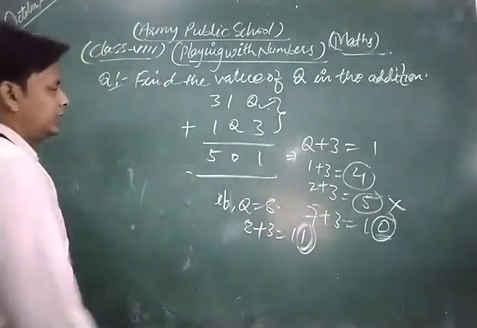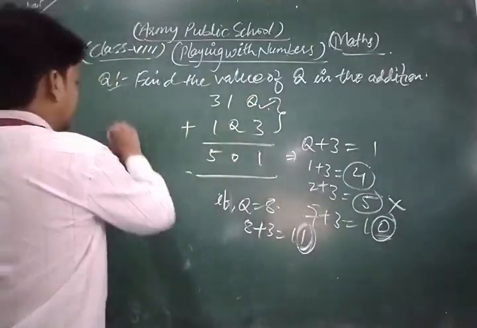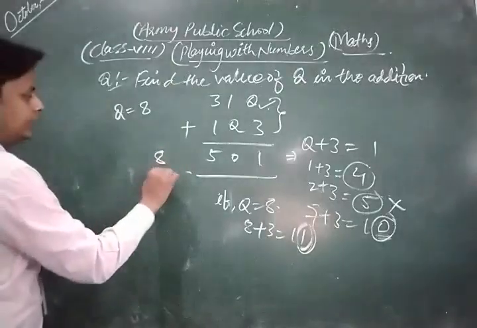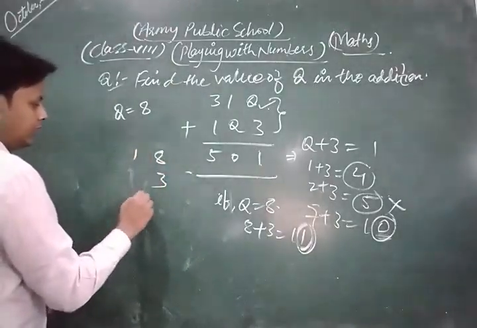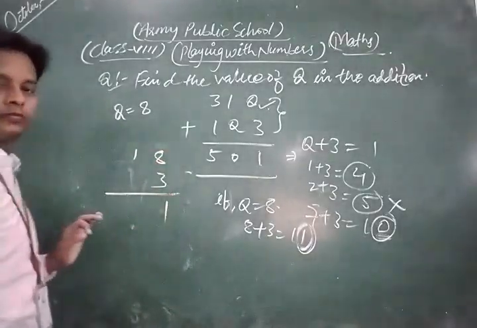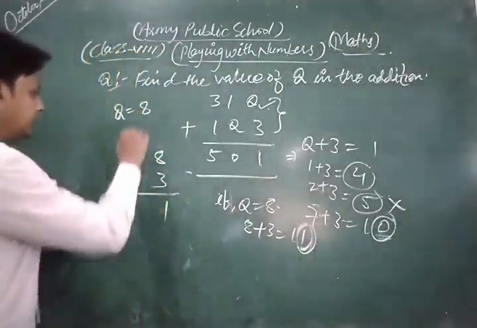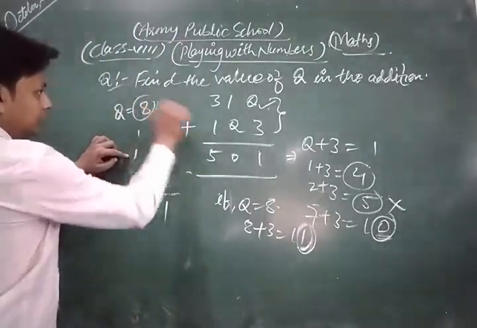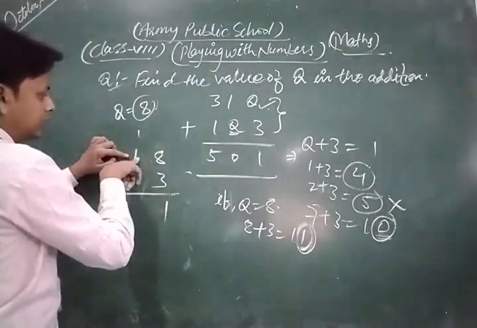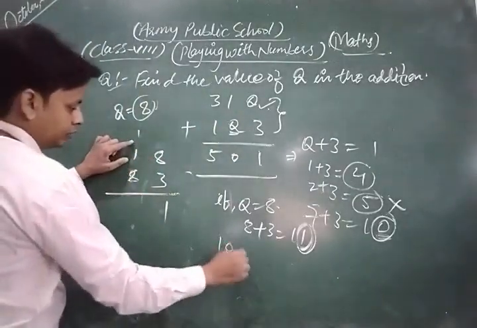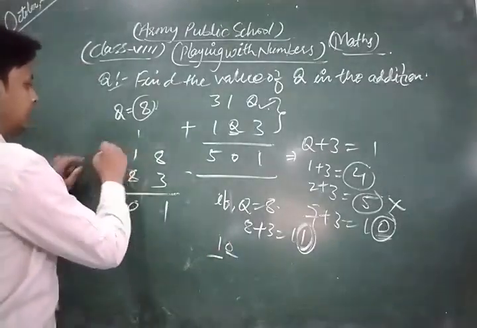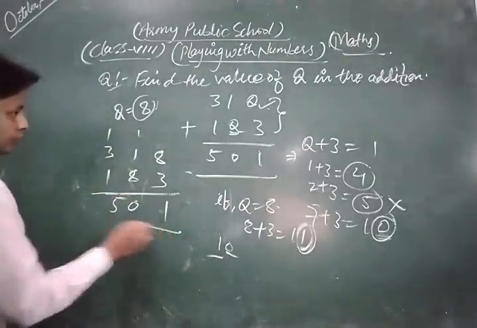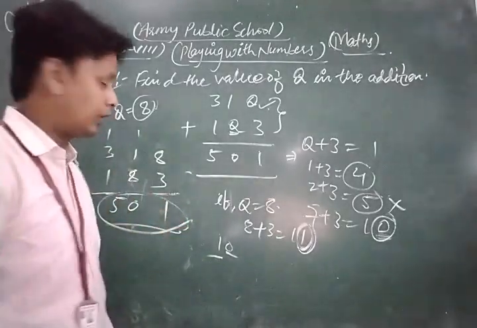So it is clear that q is equal to 8. Now check it. If we put 8, then 8 plus 3 is 11, we write 1 and carry 1. Now 1 plus 1 is 2, and here we take q as 8, so 1 plus 1 plus 8 is 10, so we write 0 and carry 1. Then 3 plus 1 is 4, plus 1 carried is 5. So in this way we get 501.